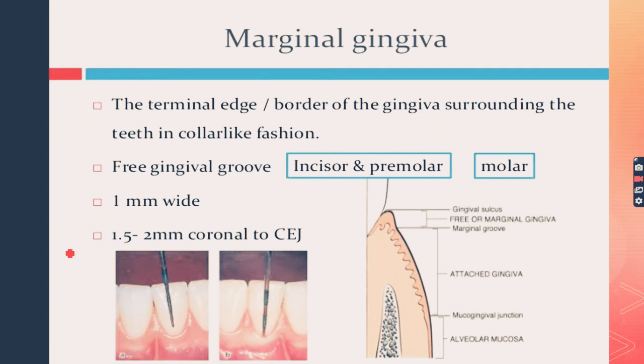First is marginal gingiva, the terminal edge or border of the gingiva surrounding the teeth in a collar-like fashion. It means, look at this, this is free or marginal gingiva, and the free gingival groove. This is 1 mm wide, and 1.5 to 2 mm coronal to the CEJ. Coronal to the CEJ means toward the crown from the cemento-enamel junction.